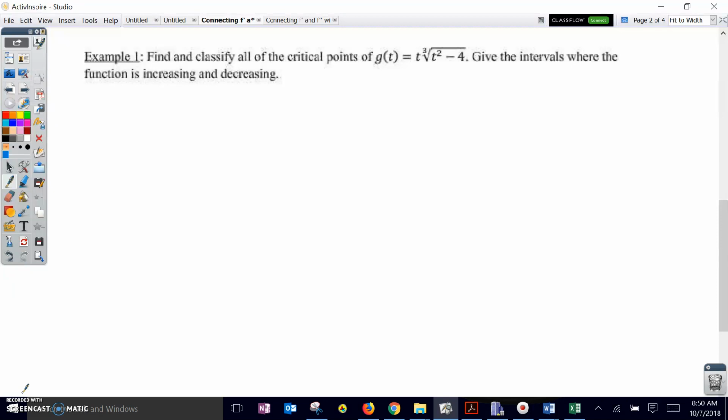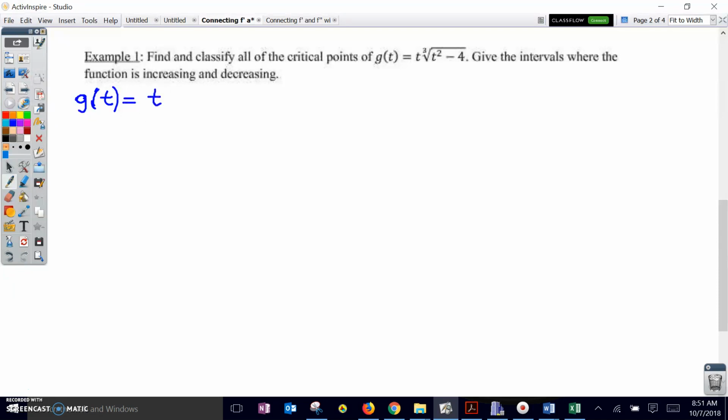Find and classify all of the critical points of g of t equals t times the cube root of t squared minus 4. Give the intervals where the function is increasing and decreasing. So first we want to find all the critical points of this function. And we're going to do that by finding the derivative and seeing where it is 0 and undefined.